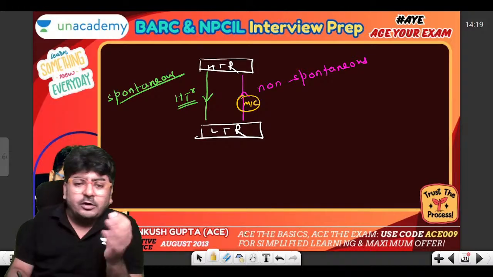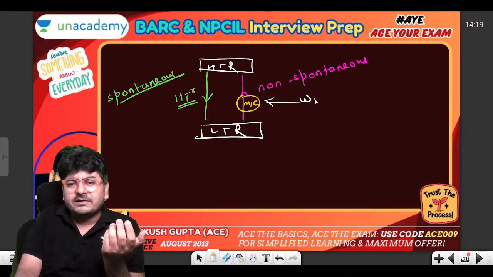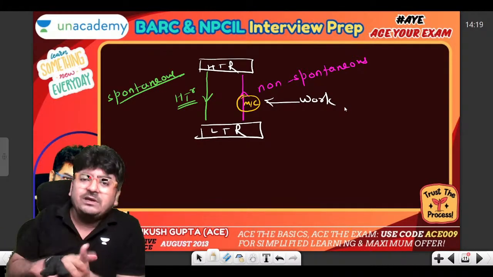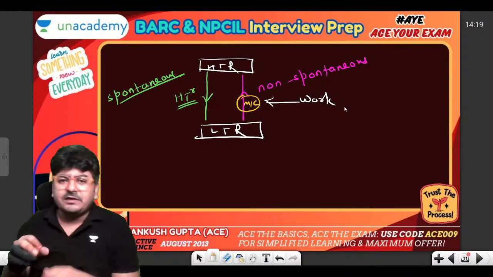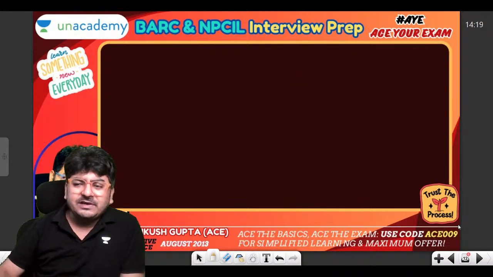Okay. So here, what is the meaning of without any other effect? The meaning is work. On the machine, we need to do the work. Only then it is possible. Correct? Only then it is possible. Okay. So how it is possible, that we will see.